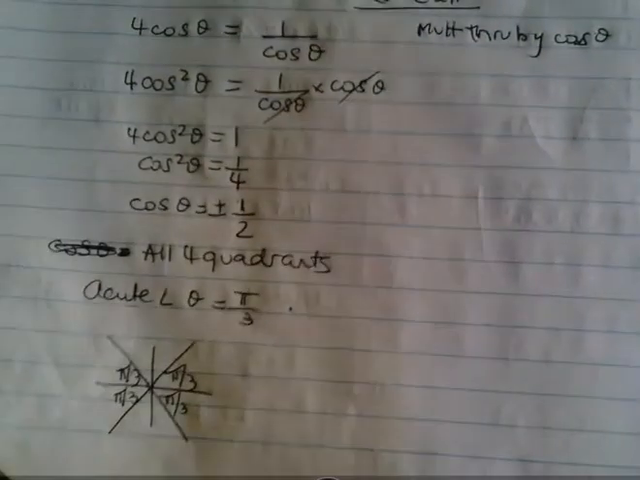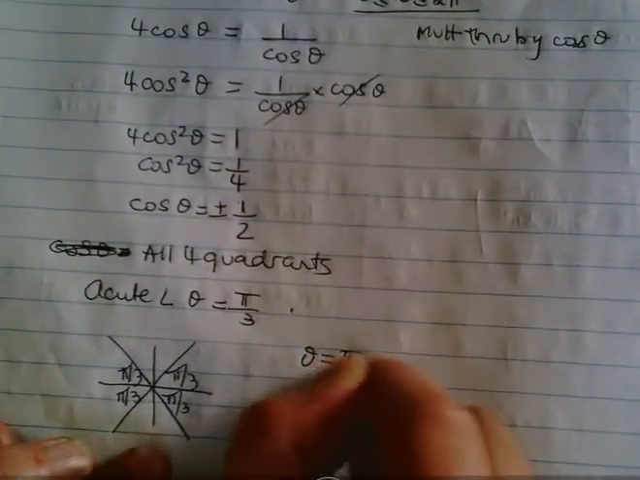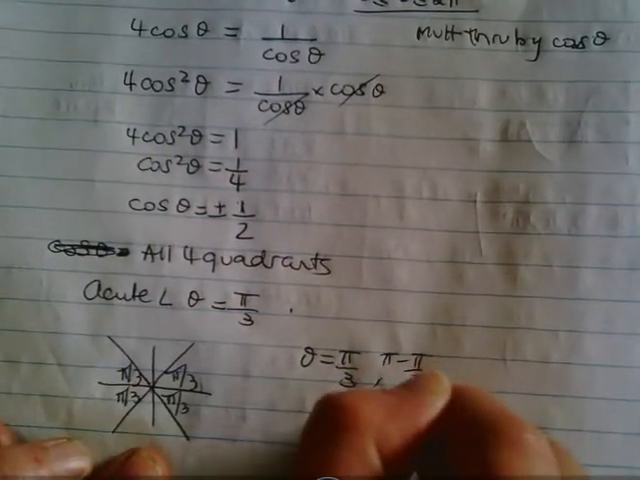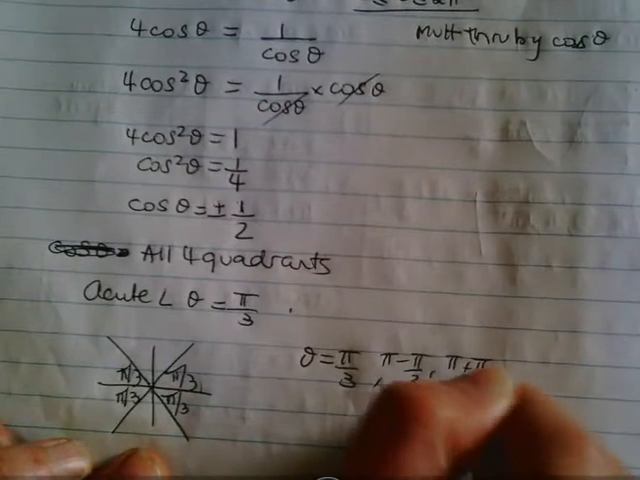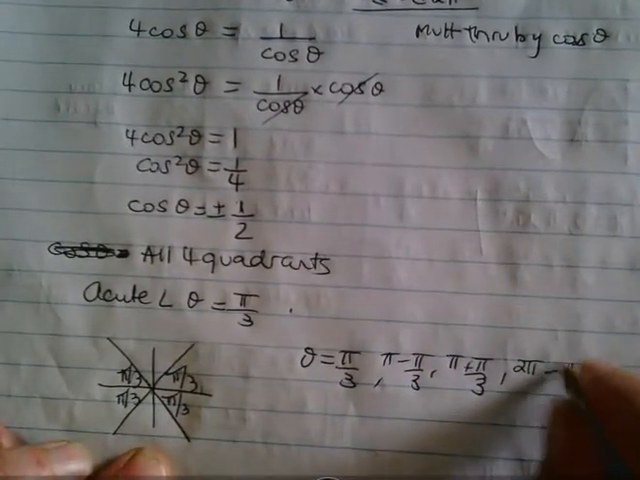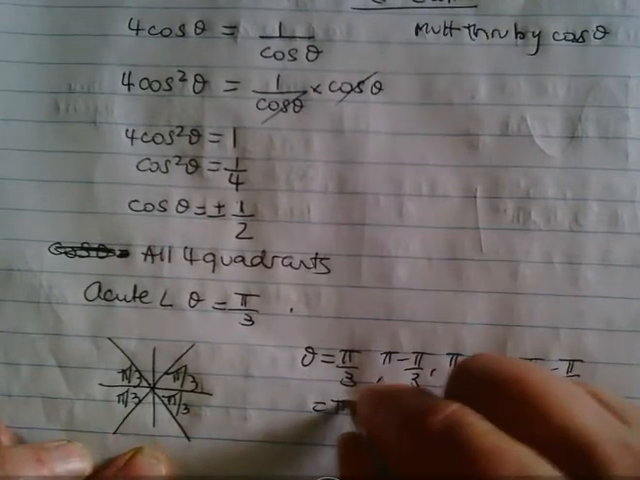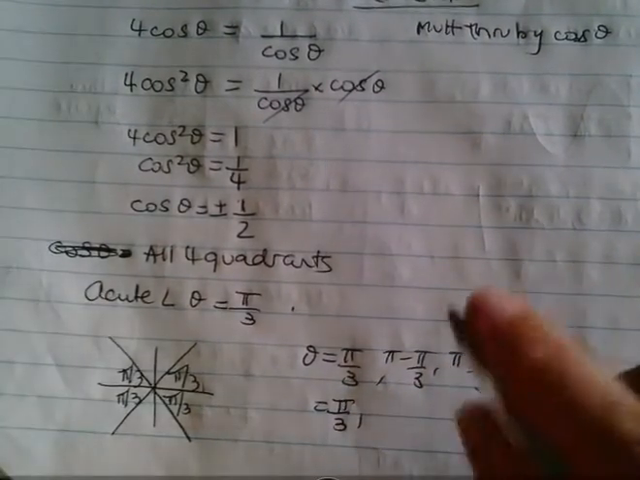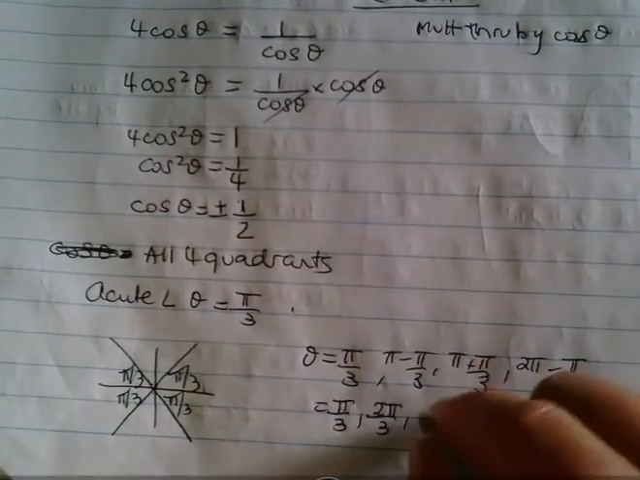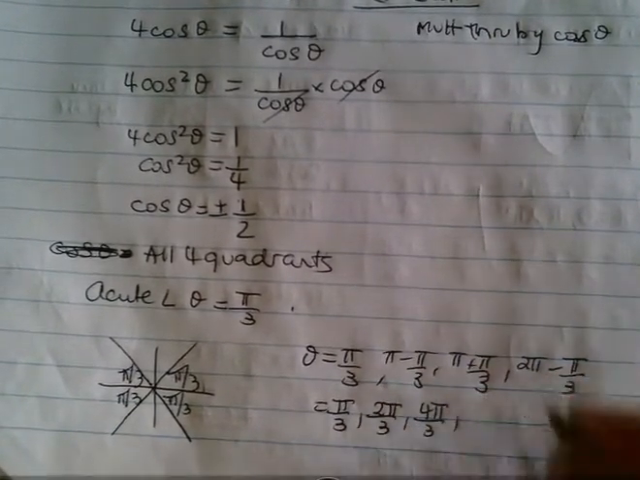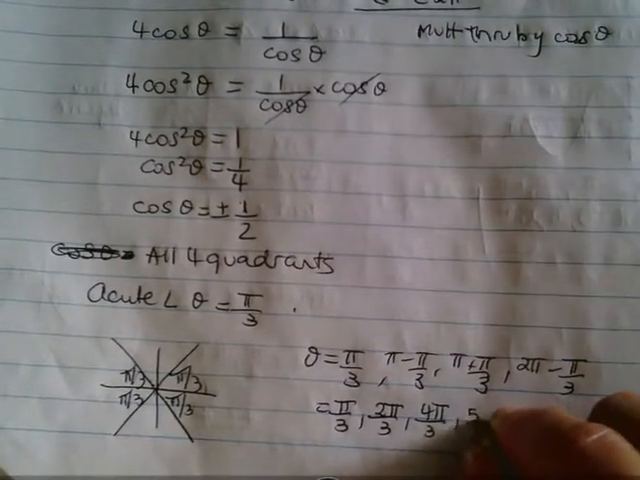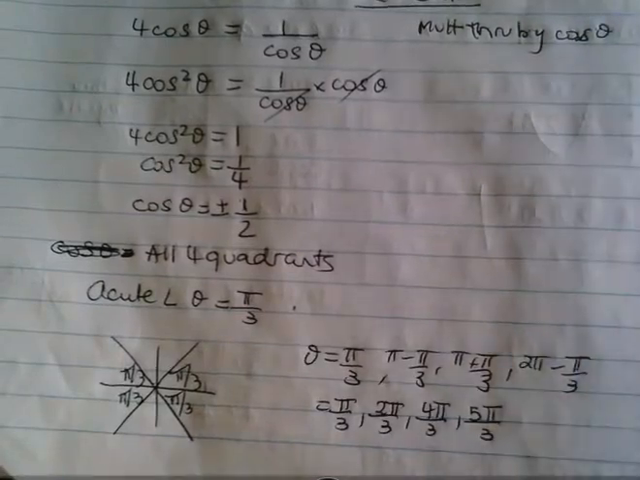Okay. So we've got quadrant 1 is pi on 3, then we've got pi minus pi on 3, and then we've got pi plus pi on 3, and we've got 2 pi minus pi on 3. And just evaluating those all out, 1 minus a third is 2/3, 1 plus a third is 1 1/3, which is 4 pi on 3, and 2 minus a third is 1 2/3, which is 5 pi on 3. Okay.